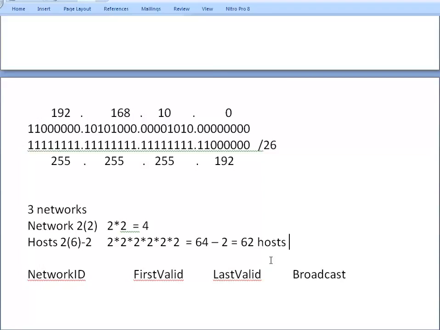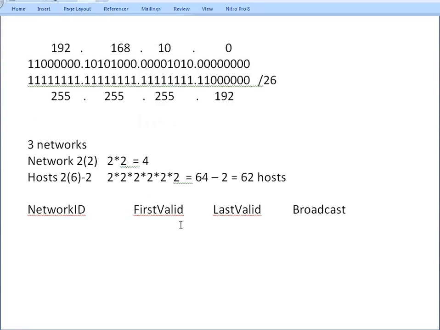Okay, excellent. Now I'm going to need to put this down on the, like this, on the network ID, first valid, last valid, and broadcast address. So network ID is to start with the ID that you were given before you started subnetting. So we were given 192.168.10.0. That's the first network ID. First valid address will be 192.168.10, whatever the ID is, plus 1. So if we add 1 here, it will be 1.